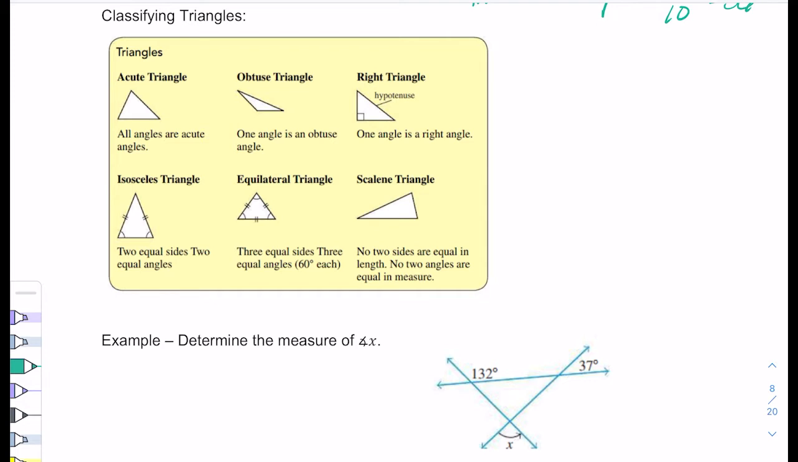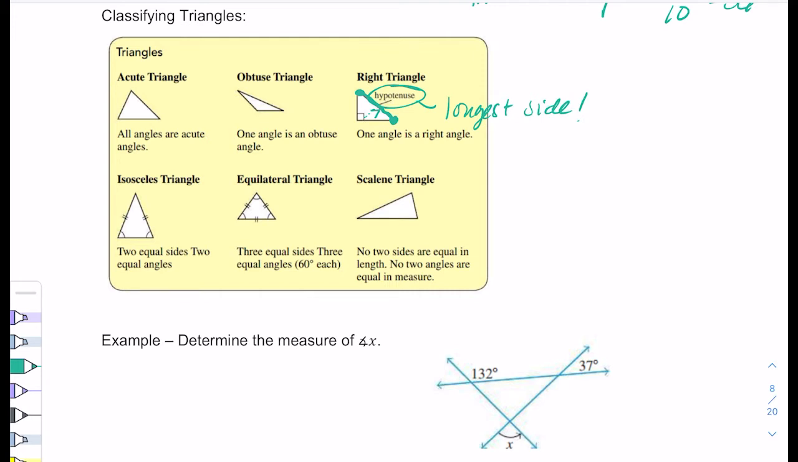And then a right triangle has one right angle, which remember equals 90 degrees. And we signify that using a box. They also use this word hypotenuse, and that's the measure of the side that's across from the 90. So if you find the 90-degree angle and go right across from it, it takes you to the hypotenuse, which in fact is the longest side in any right triangle.